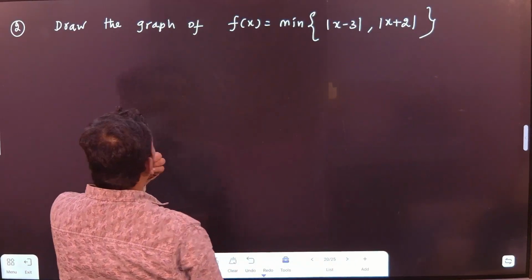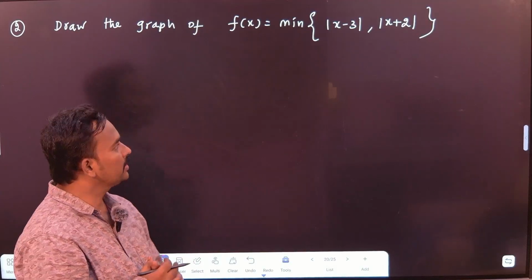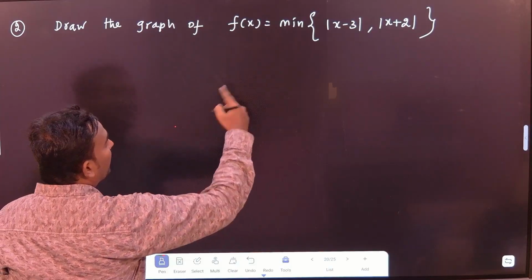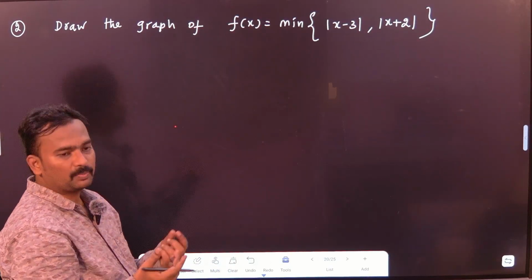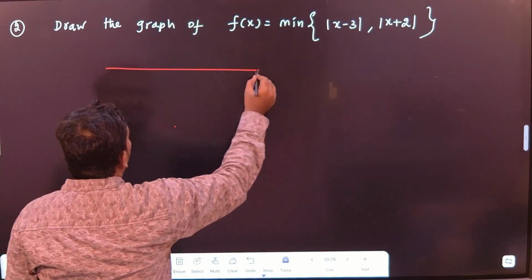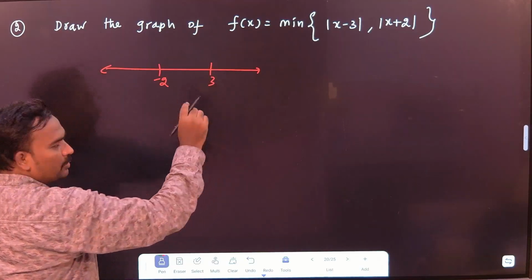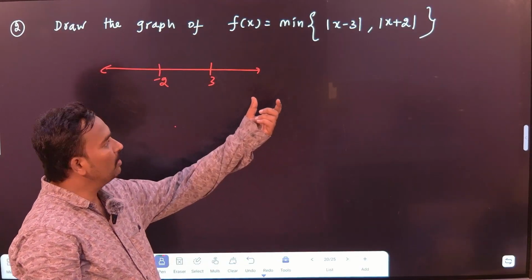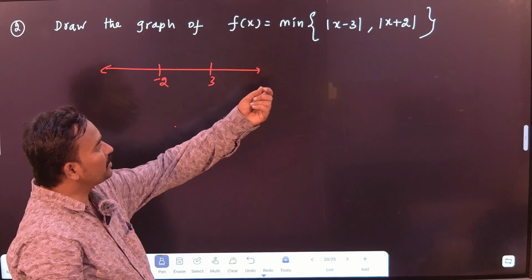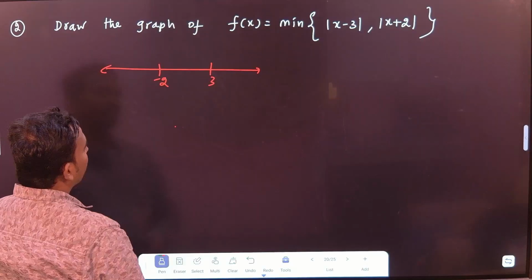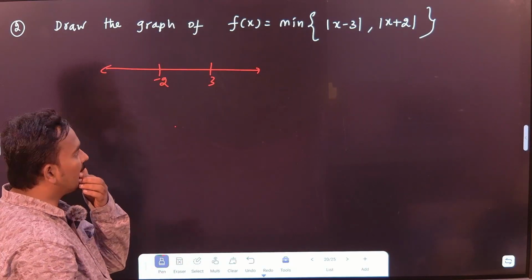You can see how to draw the graph of the minimum of this one, right? How to draw the minimum of these functions, right? So very simple. You can see the breaking points of mod x minus 3 and mod x plus 2. The breaking points, we already know what it is. So 3 and minus 2. Just equate to 0. x minus 3 equal to 0, x equal to 3. x plus 2 equal to 0. What is that? x equal to minus 2, right? So minus 2 and 3 are the breaking points.